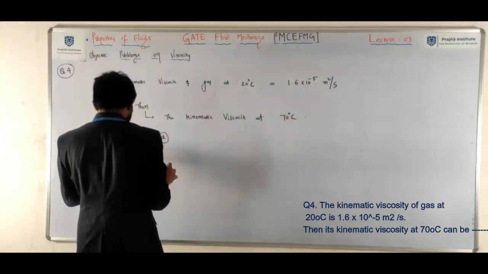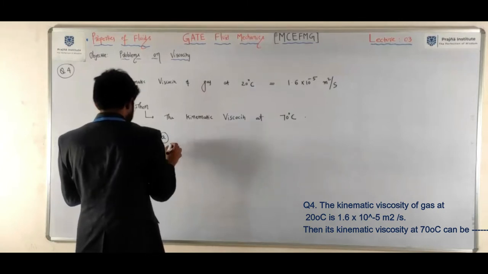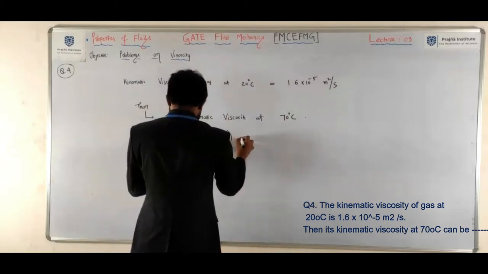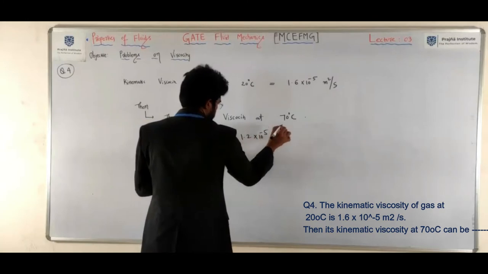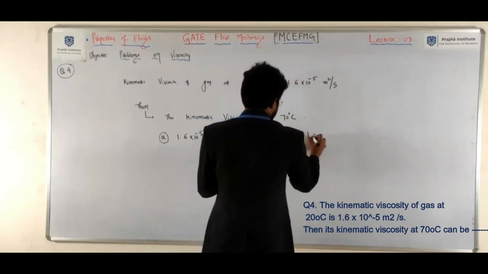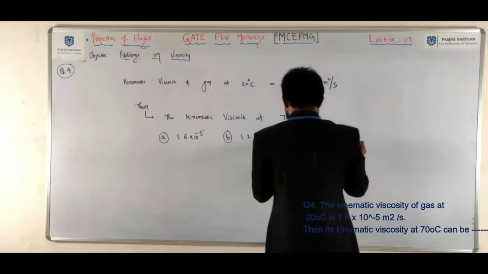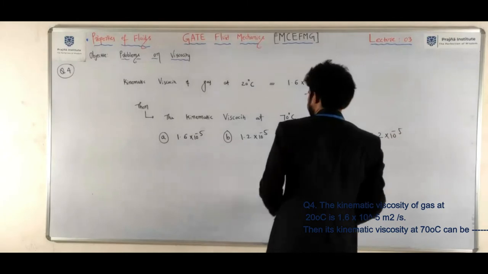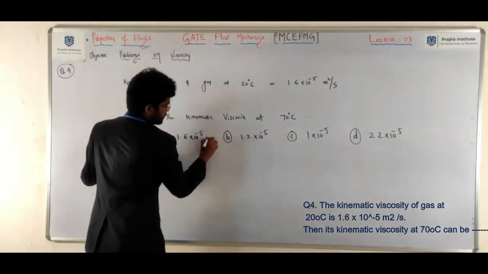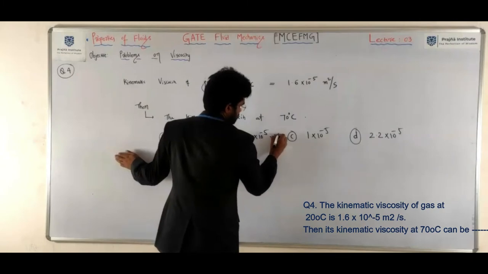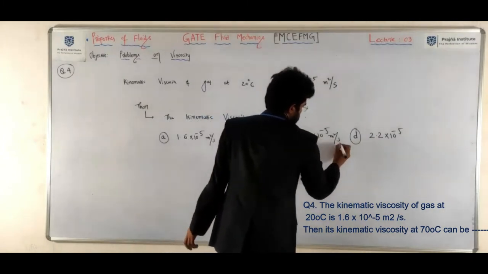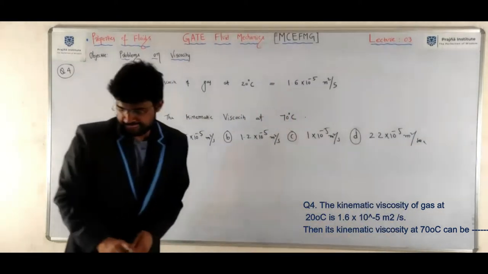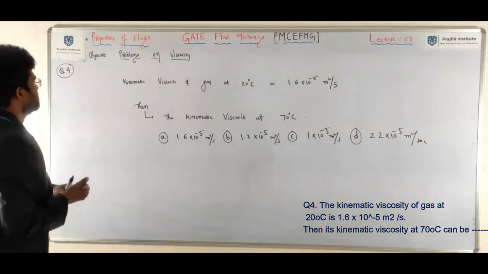Option A, 1.6 10 power minus 5. Option B, 1.2 10 power minus 5. Option C, 1 into 10 power minus 5. Option D, 2.2 10 power minus 5. All in terms of meter square per second.